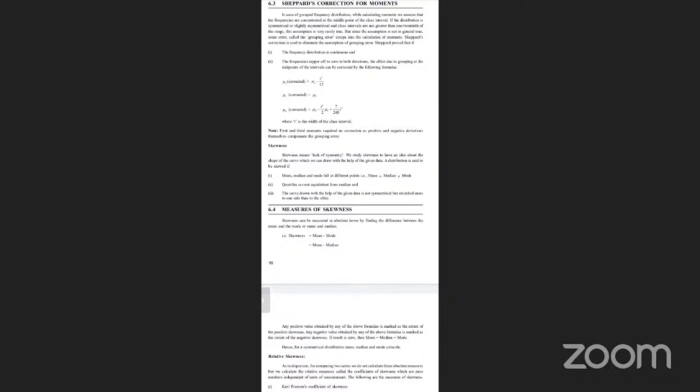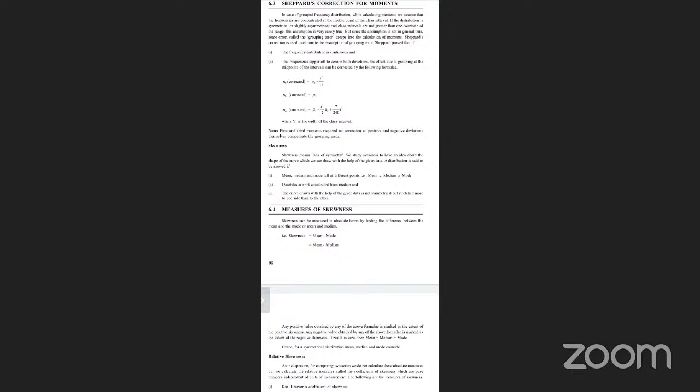Now, second point is quartiles are not equidistant from the median. That is Q3 minus median is not equal to median minus Q1. Third point, the curve drawn with the help of the given data is not symmetrical, but tilted more to one side than to the other. So this is known as skewness.